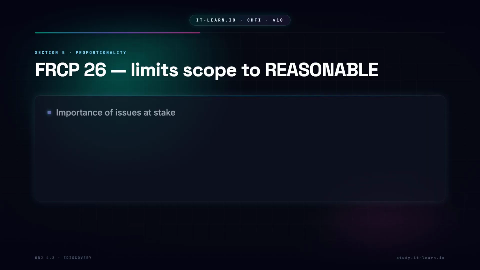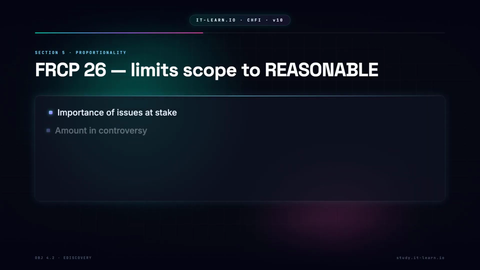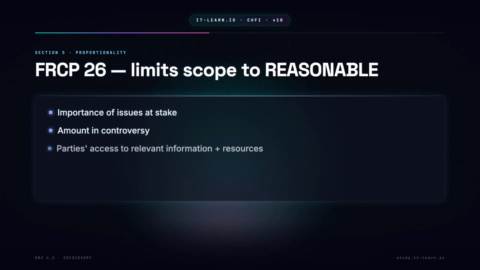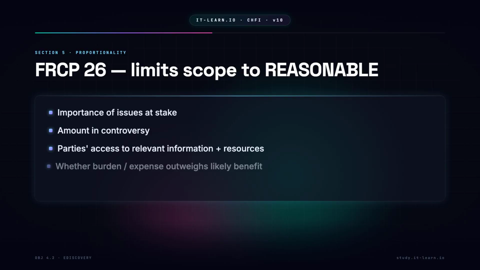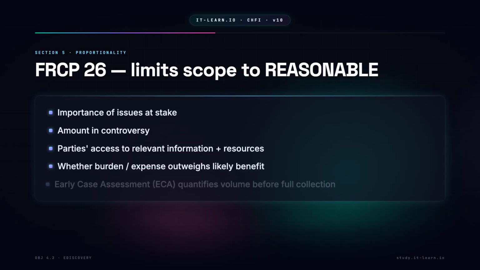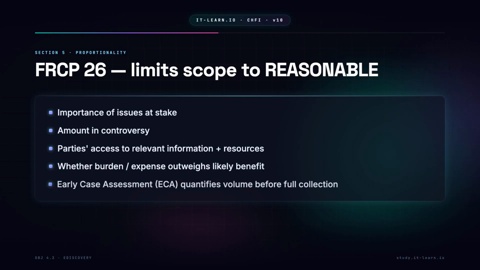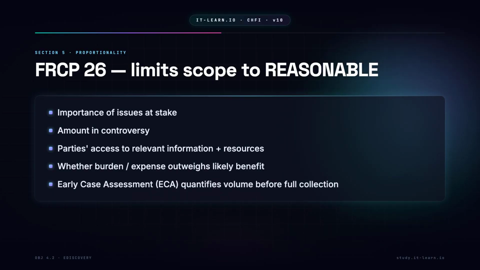Proportionality, FRCP 26. The principle that limits eDiscovery scope to what is reasonable. 6 factors the court weighs: importance of the issues at stake, amount in controversy, parties' access to relevant information, parties' resources, importance of discovery in resolving the issues, and whether burden or expense outweighs likely benefit. Practical effect: not all potentially relevant data must be collected. If costs are disproportionate, the court may limit the scope.